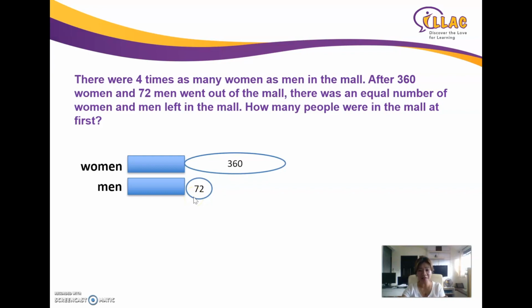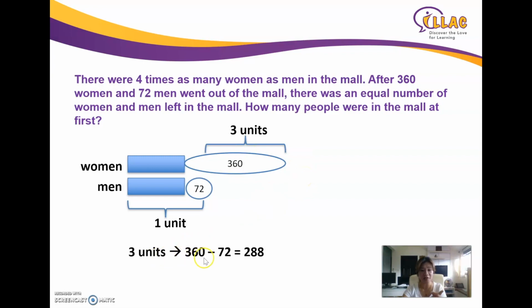And there were at first 4 times as many men as women, which means this whole thing is now 3 times. And this man is 1 time. Okay, so if this is 1 unit, the rest of this from here to here will therefore be 3 units. You see that? So if this is 3 units, how do I get the answer? It will be 360 minus the 72, which is 288. Therefore, find the 1 unit: 288 divided by 3, you get 96.